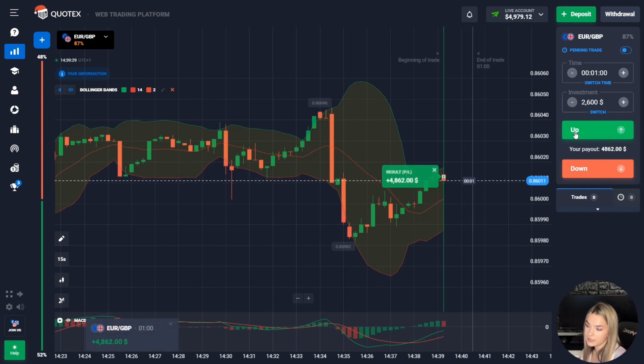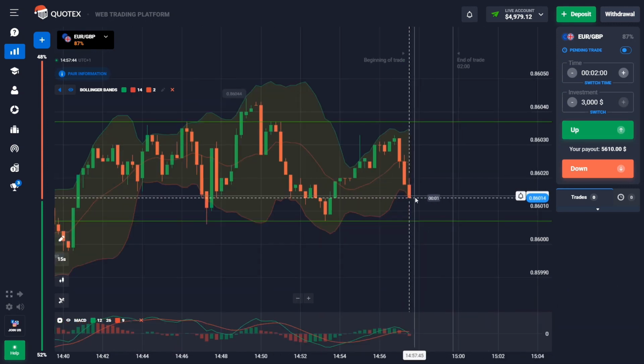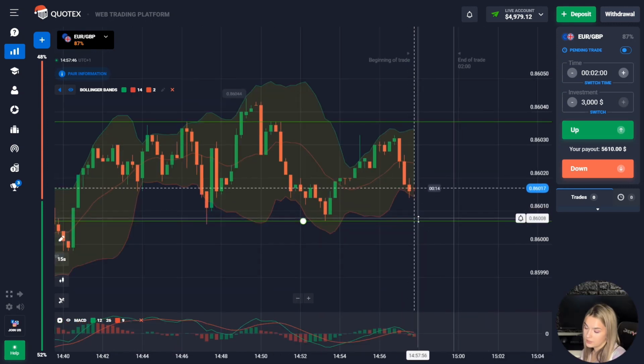As you can see, the chart continues to move near the upper limit of the price channel. We earned, guys. Now let's choose another entry point.